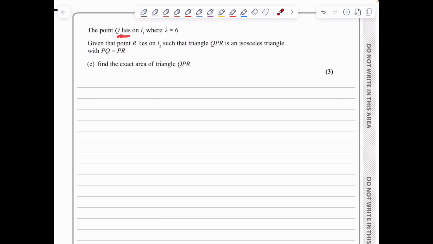We then have that the point Q lies on L1, where lambda is 6, and we've got another point R lying on L2, such that the triangle QPR is isosceles, with PQ being equal to PR, and we need to determine the exact area of triangle QPR. I will start by substituting lambda is 6 into the equation for the first line to obtain the position vector of point Q. So the vector OQ will simply be (2, 3, -7) plus 6 times the direction vector, which was (1, 2, 2), and this gives an answer of (8, 15, 5). This is the position vector of point Q.